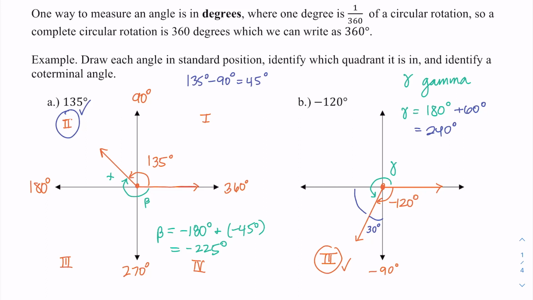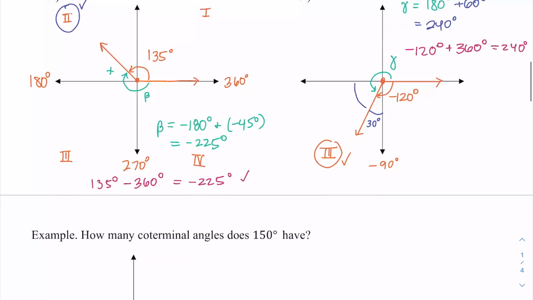Now, one thing that I can notice is that if I take, say, my original angle measurement, 135 degrees, and I take away 360 degrees, I actually end up at negative 225 degrees. So they're just 360 degrees away from each other. Now let's try that over here. If I take my negative 120 degrees and I just add 360 degrees, I get to 240 degrees. So I can see that the coterminal angles are just 360 degrees away from each other.